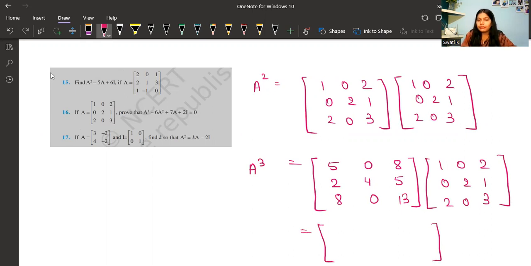Okay, so 5 times 1 is 5, and then 0, and then 16. So 5 plus 16 is 21. Next we have 0, 0, and 0. So the 0. Next we have 5 times 2, 10, then 0, and then 24. So 24 plus 10 is 34. Next we have 2, 0, and 10. So it is 12. Next we have 0. 4 times 2 is 8, and 0. So it is 8 only.